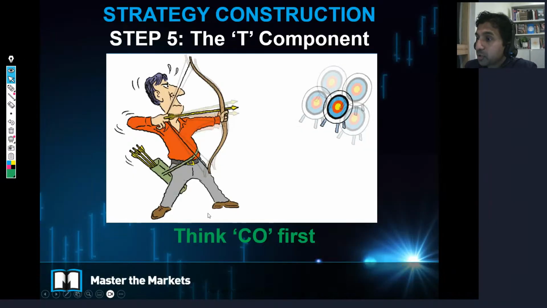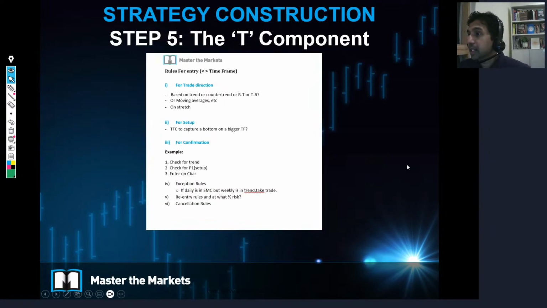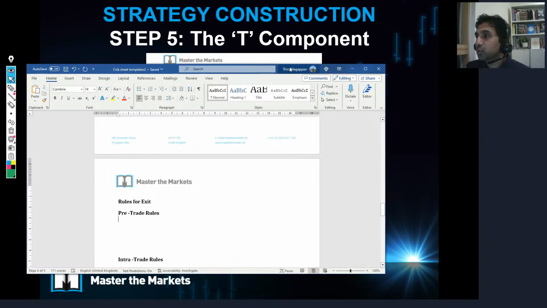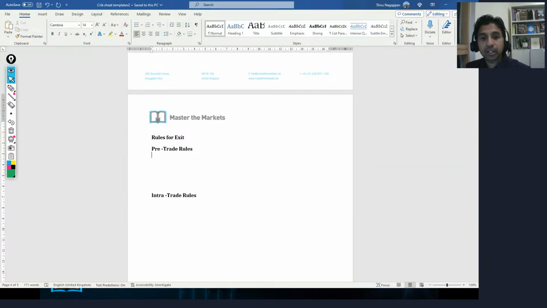So coming back onto the presentation. Think CO, I'll come back to this. Think of the concept and objective of the strategy, the high level picture, and align the target rules according to that in your strategy construction. Now, when you think about targets, there are 2 subsections in your crib sheet that you do need to put into. I'll go through them: the 2 subsections that you do need to take a look at.